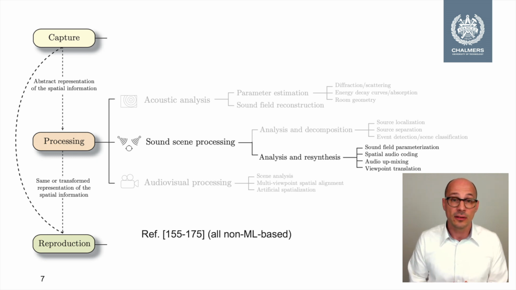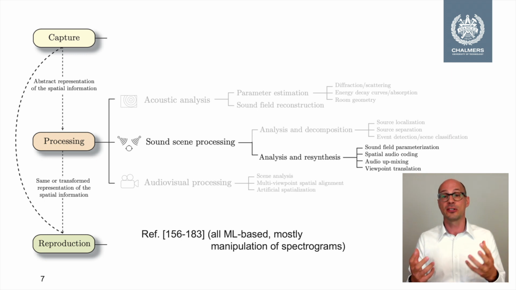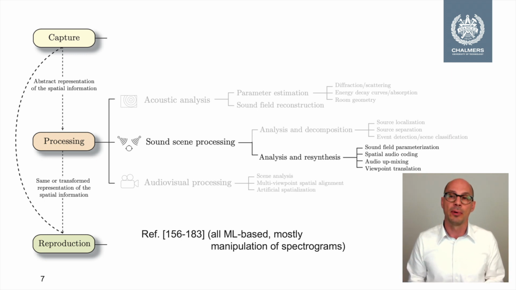Finally, in the processing stage of the pipeline is audio-visual processing. So here we're back in the domain of machine learning. Videos have been used, based on machine learning, to support source localization, for example, speaker recognition, speaker separation, and the like. Then spatial alignment of 360-degree videos obtained from YouTube that featured the exact same scene, but were recorded from different view angles, has also been performed.